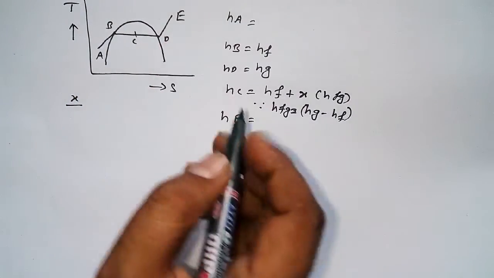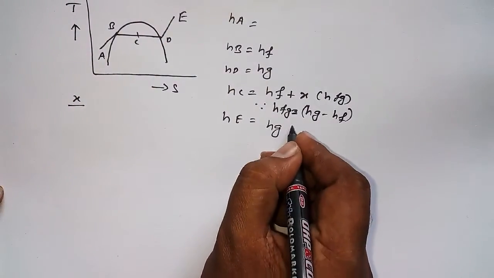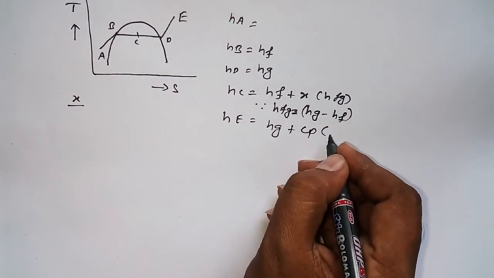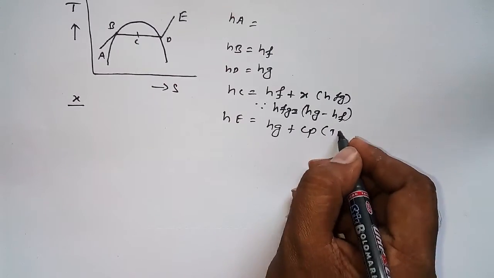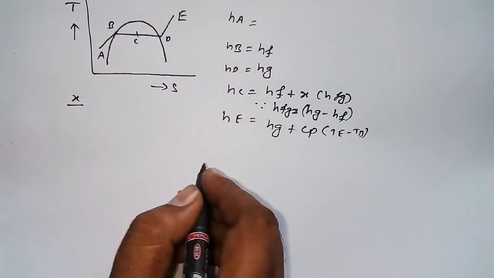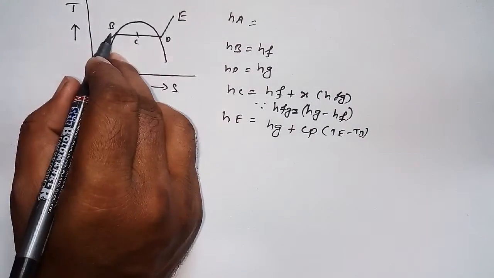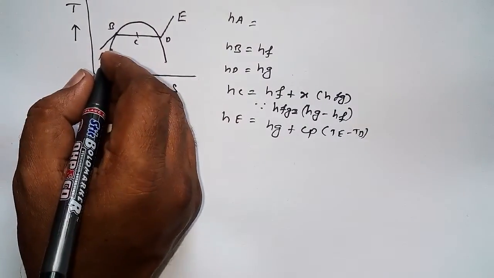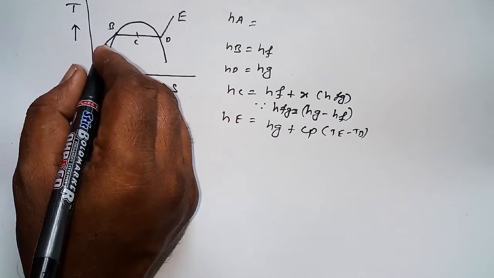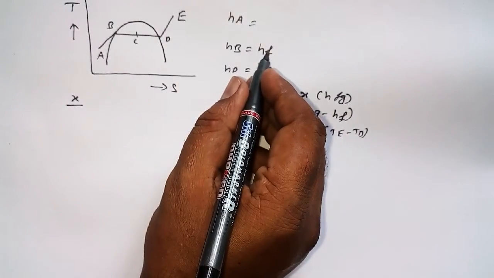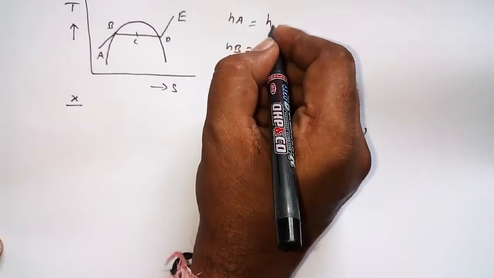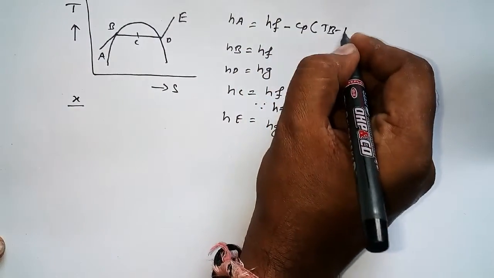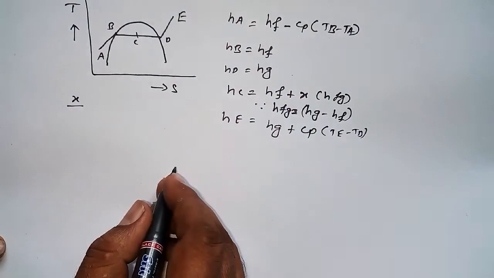Now let's move to these 2 points. Here, for HE, it is Hg plus Cp times (Te minus Td). Now if we want to find out Ha, that would definitely be less than Hf, I must say. So Ha is Hf minus Cp times (Tb minus Ta).